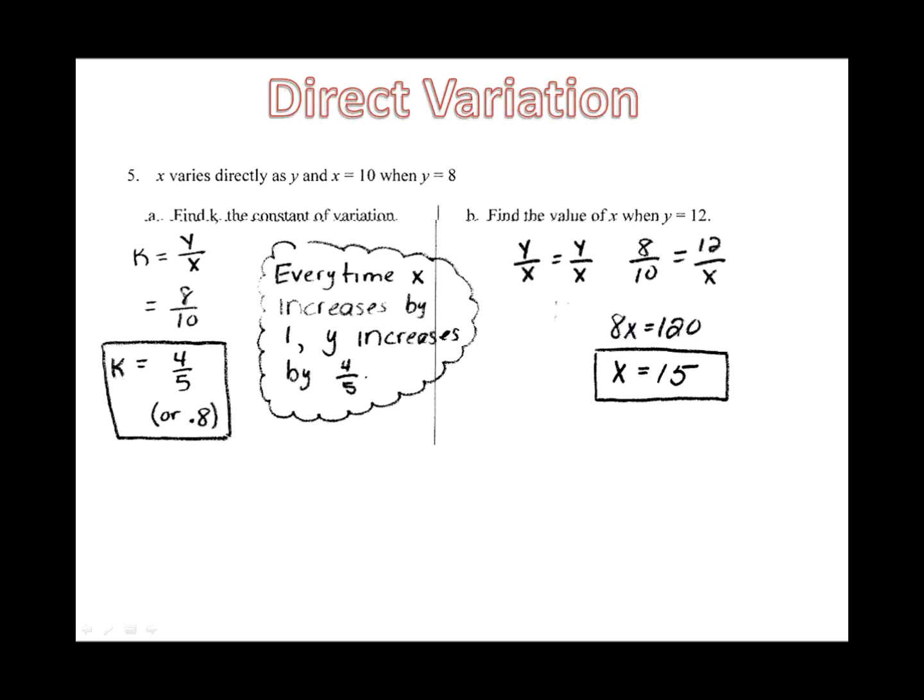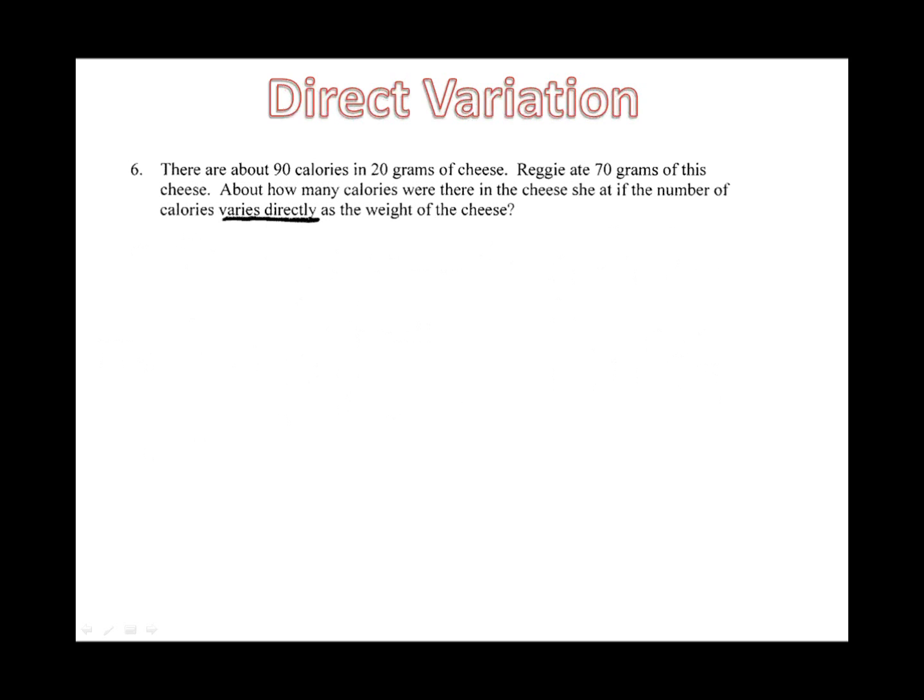There's also some great applications of direct variation, and really, it's nothing more than proportions. So really, you've already done this. You're just putting a different name on it. In this example, it says there are 90 calories in 20 grams of cheese. Reggie ate 70 grams of cheese.